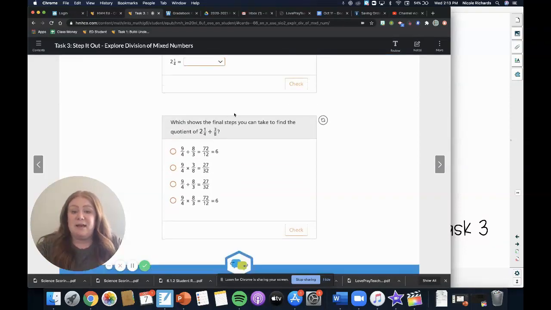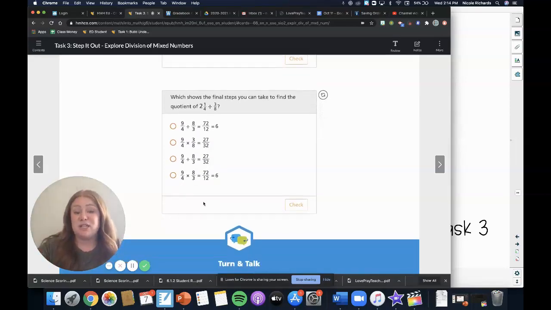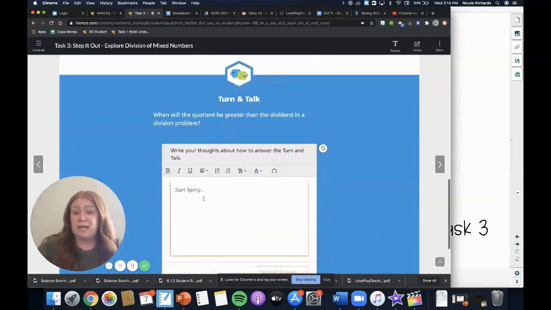Okay, and then I want you to match up which problem matches what we did. So think about, we had 9/4. And yes, we divided by 3/8. But I'm noticing there's no dividing by 3/8. So we have to take the reciprocal and flip it and tell me which one matches our work here.